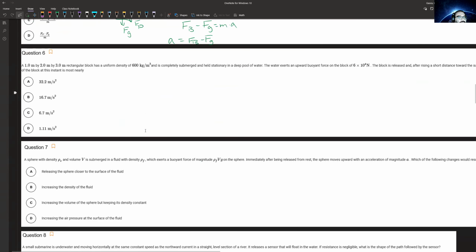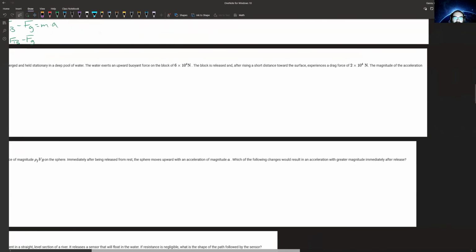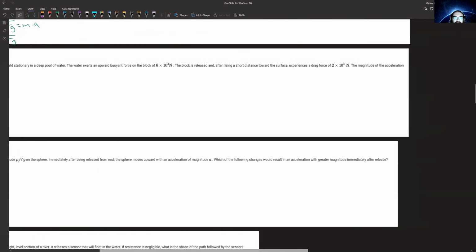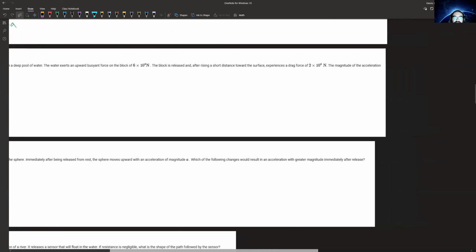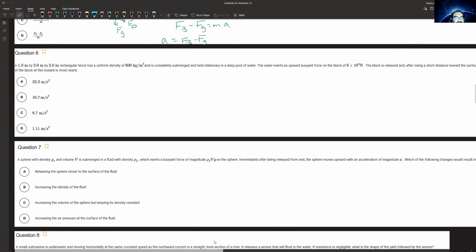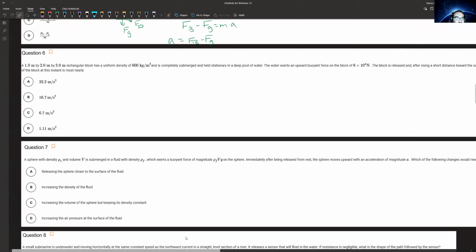Almost there. Question 6. A 1 meter by 2 meter by 3 meter rectangular block has a uniform density of 600 kilograms per meter cubed and is completely submerged and held stationary in a deep pool of water. The water exerts an upward buoyant force on the block of 6 times 10 to the 4 newtons. 60,000 newtons is the buoyant force. When the block is released after rising a short distance towards the surface, it experiences a drag force of 20,000 newtons. The magnitude of the acceleration of the block at this instant that the drag force is that much is most nearly. So let's see here what we're thinking.